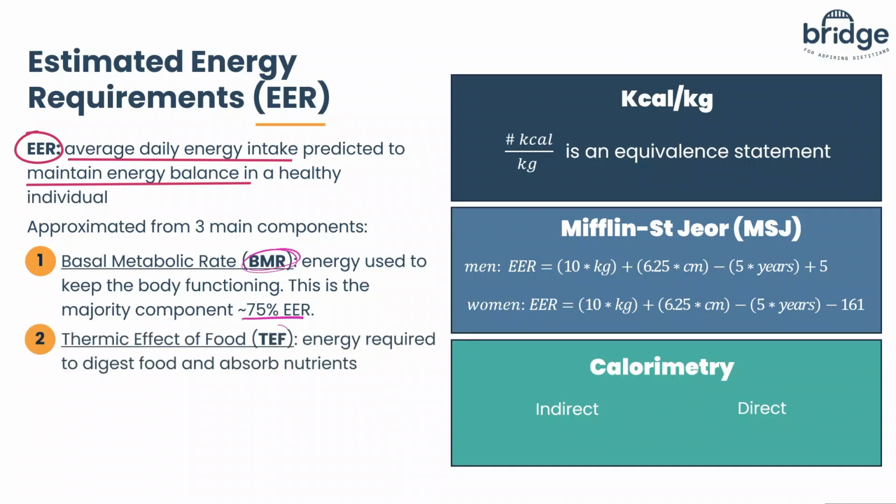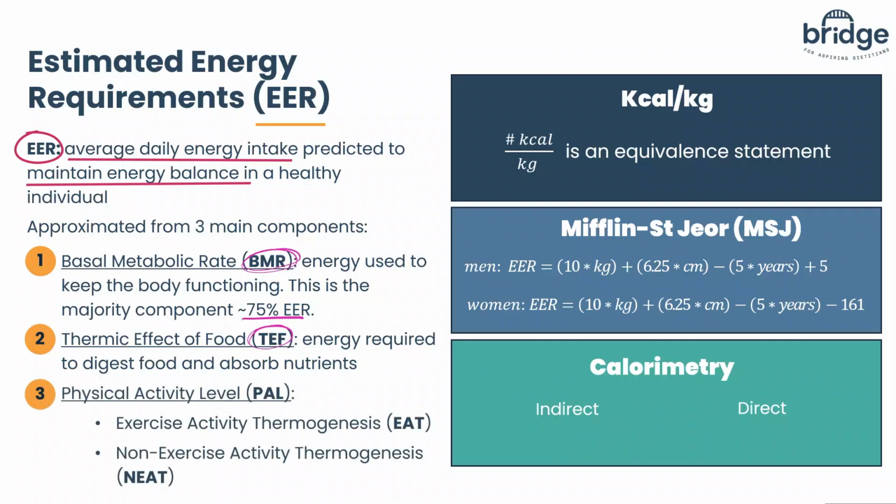Next, we have the thermic effect of food, or TEF. This is the energy the body uses to digest and absorb nutrients. It's a small but important component. And then finally, we have the physical activity level, or PAL. This includes everything from structured exercise to everyday movement like walking, fidgeting, and even standing. Together, these three factors determine someone's overall calorie needs.